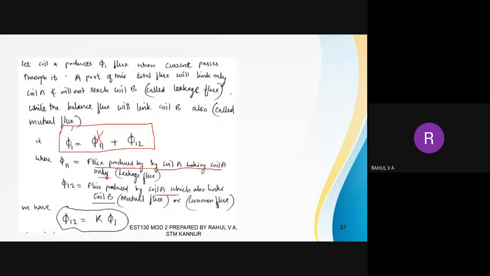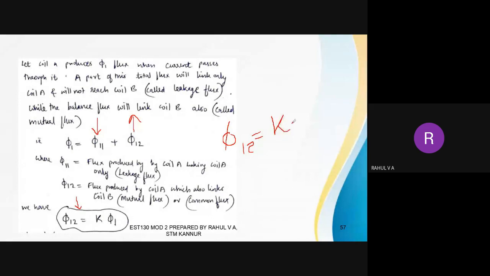So what we are going to do is, okay, of course there is an equation phi1 is equal to phi11 plus phi12. What we should do is we should manufacture or design the transformer in such a way that phi11 is minimum and phi12 is maximum, because we want to make sure that all the flux generated in the primary winding should reach the secondary winding. So what we are going to do is we are going to write this expression, that is the flux in the secondary coil is equal to K into flux in the primary coil.